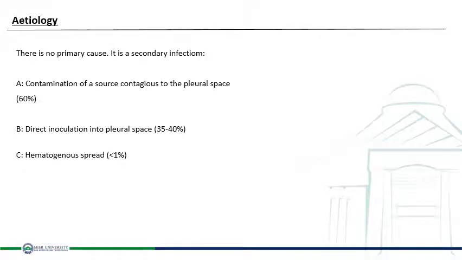In the next 6 slides we will talk about etiology of empyema. There is no primary cause. Empyema is a case of secondary infection, or the pleural space simply receives infection from other site in the body or from the external environment. Contamination of the pleural space from a source contiguous to it is the commonest cause of empyema, which includes empyema following pneumonia or lung infection, known as parapneumonic empyema, which is the commonest cause of empyema.